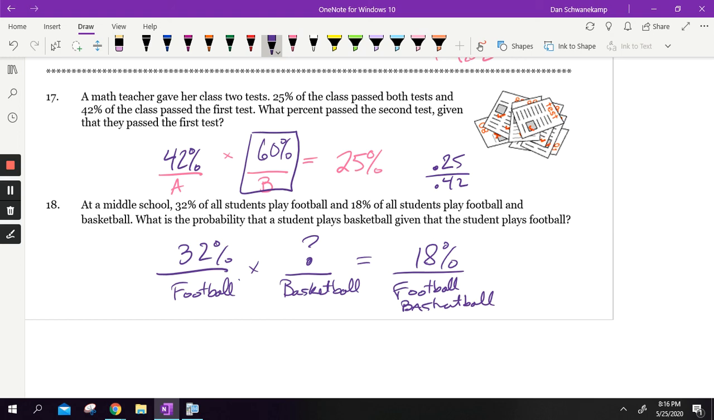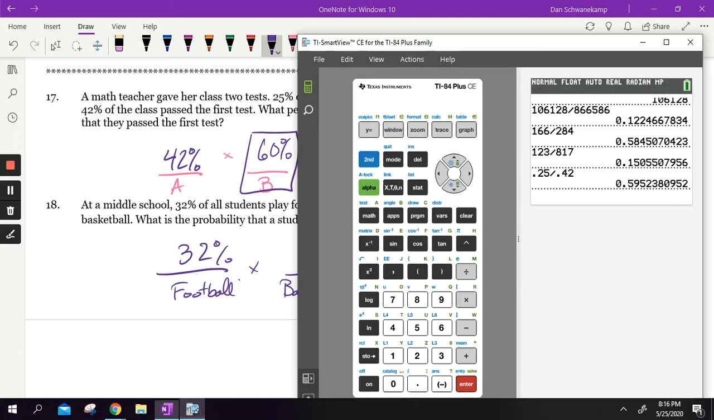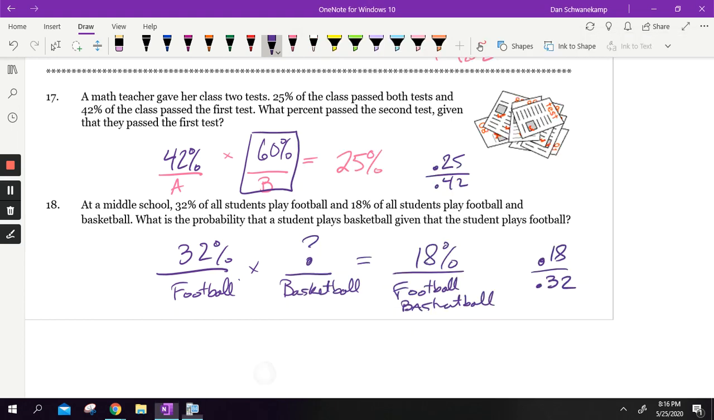To do that, again, it's a math problem. We are taking 0.18. We are going to solve for the missing number, so I'm going to divide by 0.32. So 0.18 divided by 0.32. What percent play basketball? 56.25%. That was my missing number. That is how many people played basketball, given 32% play football and 18% play both. Hope that makes sense. If not, ask me questions.